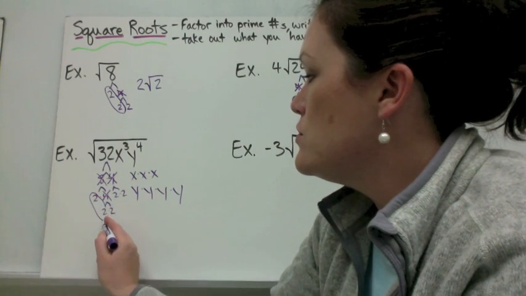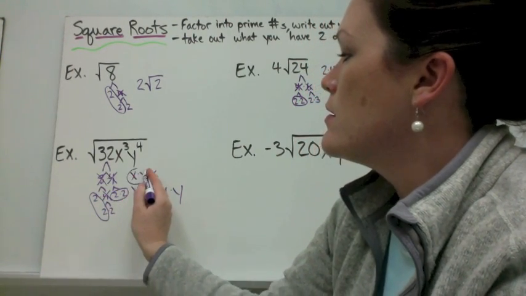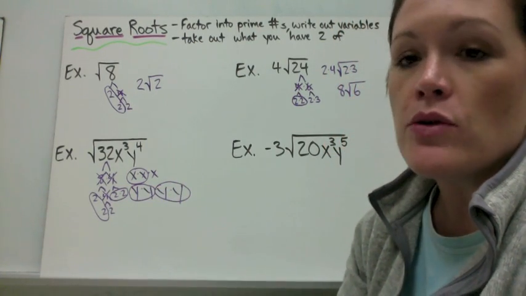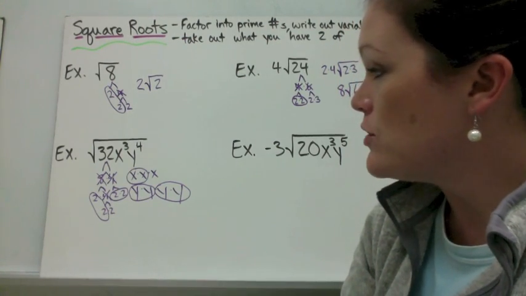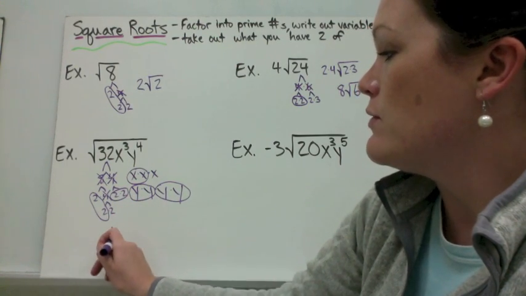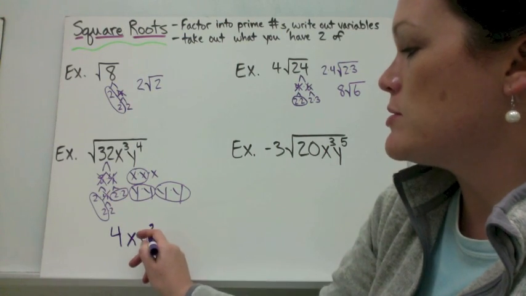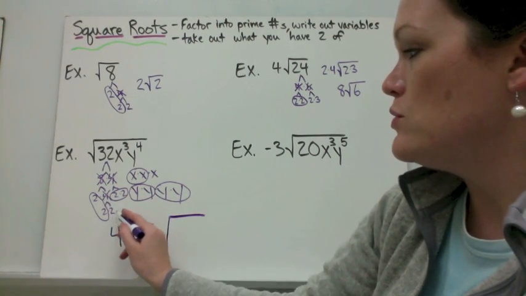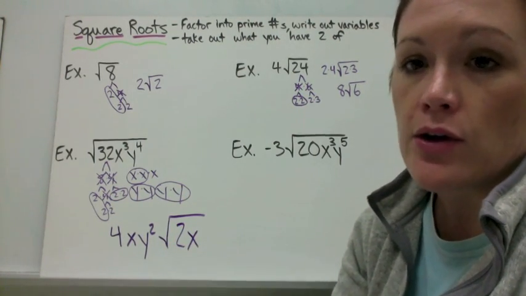So I have a pair of 2's, I have another pair of 2's, a pair of x's, and 2 pairs of y's. So when you have a lot going on, you want to take your time and make sure you've gathered up everything you're going to take out, and then you can also see what's left over. So I have 2 times 2 would be 4, x, and 2 y's, so we represent that with our square. And I have the square root of 2 times x left over. So that would be my simplified radical.